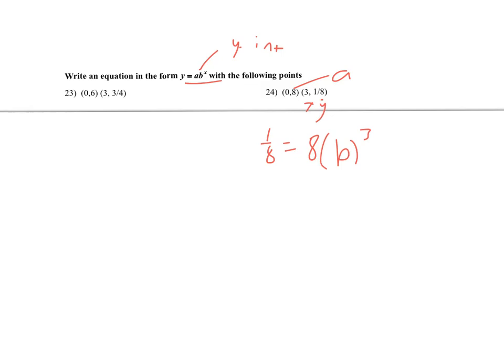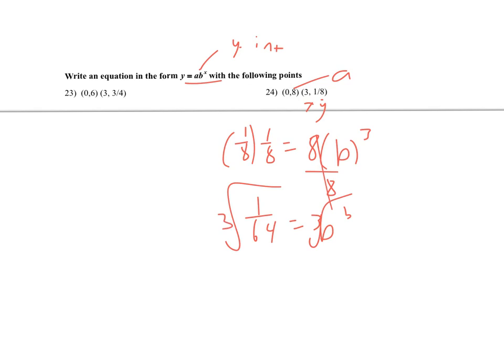So I'm going to divide this side by 8. Now on this side I would multiply by 1 over 8, since that's the same thing as dividing by 8. So I got 1 over 64 equals b to the third. And then I would cube root both sides. And so the cube root of 1 is 1, and the cube root of 64 is 4. I don't need a plus or minus there because it's a cube root. We never do a plus or minus on a cube root. And furthermore, the base is always positive on these, so I don't need it doubly. So I know a is 8, and then b is 1/4, and then to the power of x.